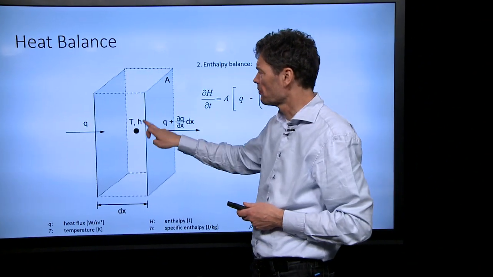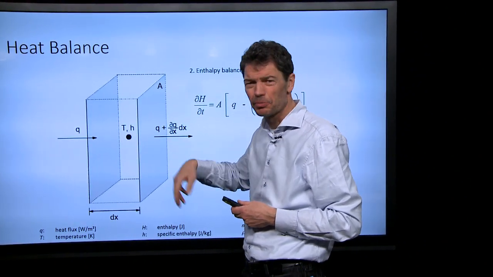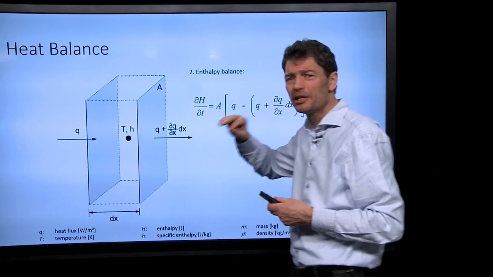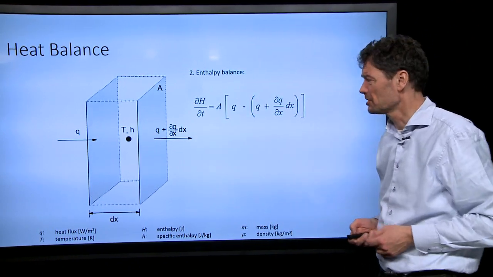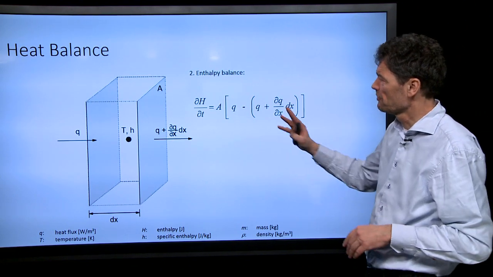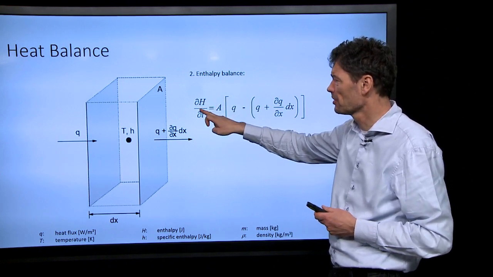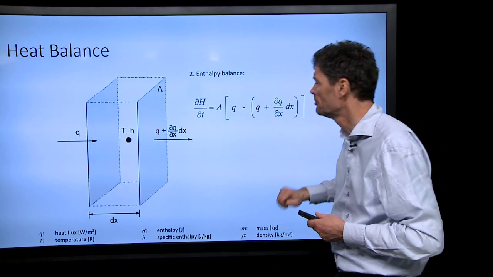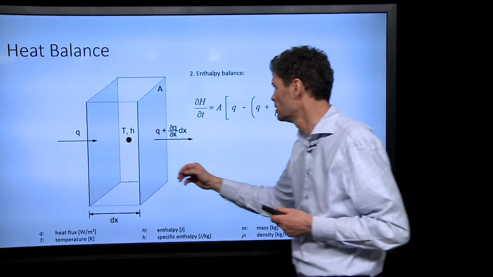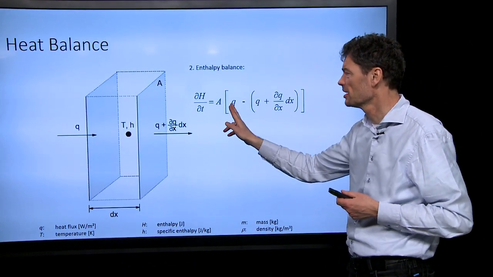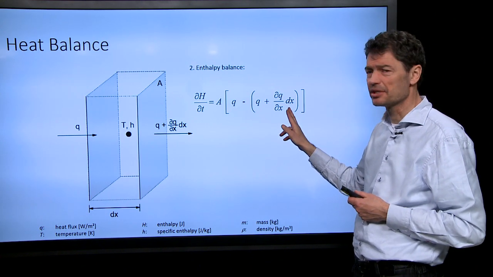We keep track of the enthalpy content in the material, and we know that, as the first equation said, the temperature is what drives the heat conduction. So that's our driving potential for this. Now, to set up the enthalpy balance, it says that the increment per time of enthalpy within our volume here, this we can calculate by taking the heat flux that enters on the left-hand side, and subtract from that the heat flux that leaves on the right-hand side.